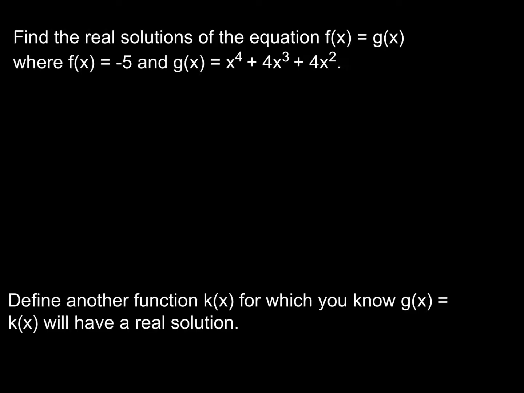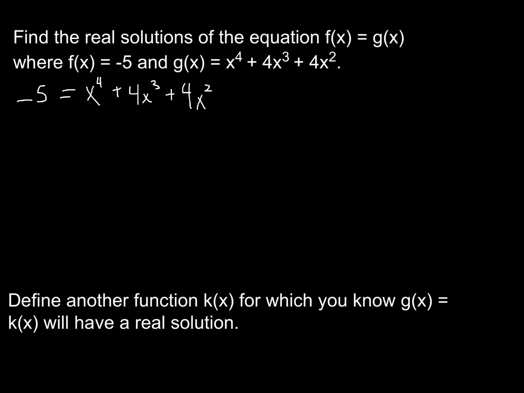Okay, find the real solutions of the equation f of x equals g of x, where f of x is negative 5 and g of x is the quartic function described below. So what is it asking us to find? It's asking us to figure out where the solutions, the x values, will make f of x equal g of x. So in other words, which will make f of x, which is negative 5, equal to x to the 4th plus 4x to the 3rd plus 4x squared.